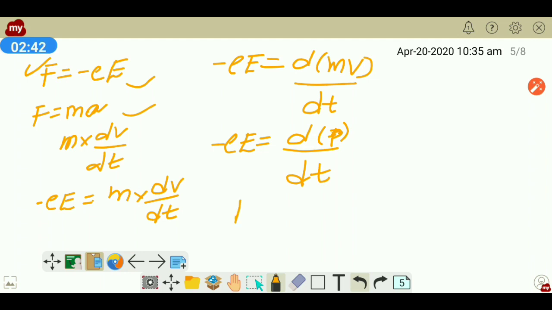I just wanted to take out dp alone. So it becomes minus e into capital E into dt. Consider this equation as equation 1. Take out the next page.